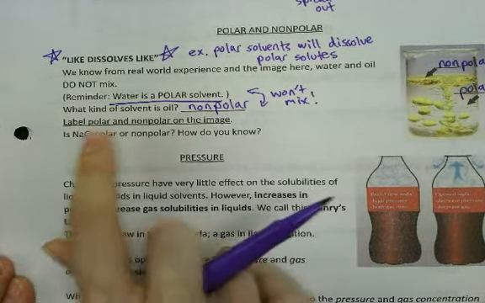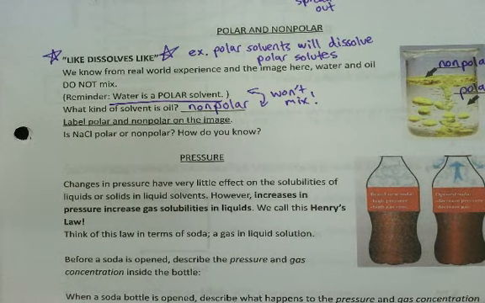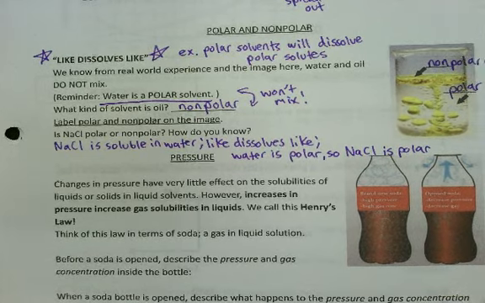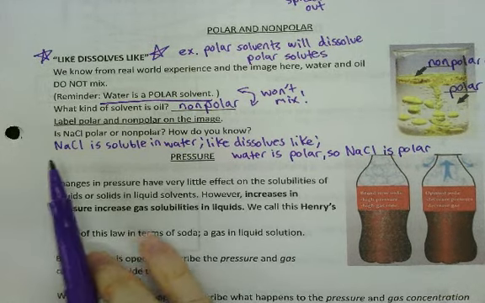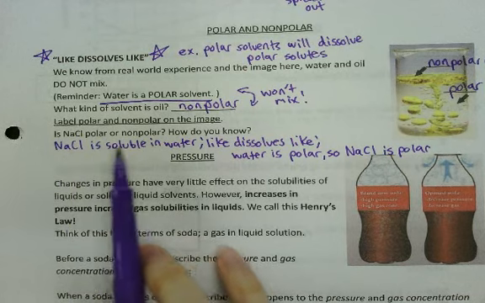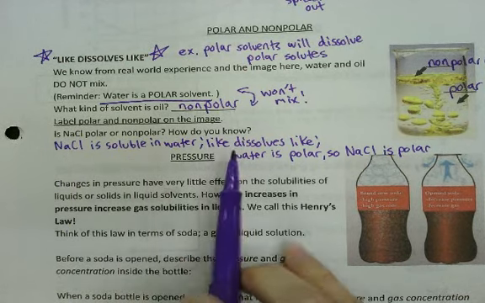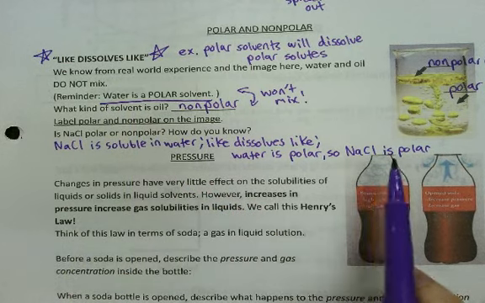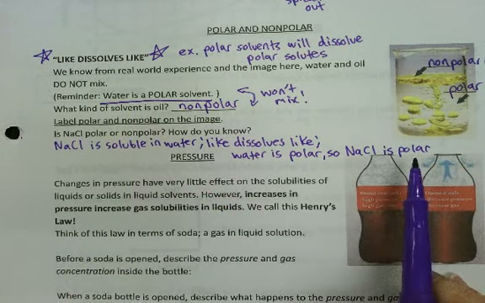Okay? Right here we're asked, is sodium chloride polar or nonpolar? How do we know? Go ahead and think about that for a second. Pause me, and then come back and see if you got the correct answer. Okay, so there is our answer. Hopefully you got the same thing as me, which is that sodium chloride, salt, is soluble in water. Remember, like dissolves like. Water is polar, so sodium chloride is also polar.